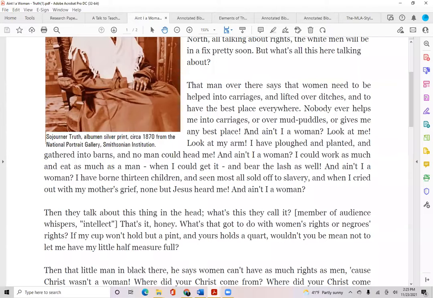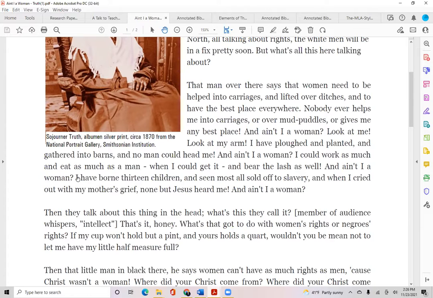She goes, "And ain't I a woman?" If nobody's ever done that, "And ain't I a woman? Look at me, look at my arm. I have plowed and planted, and gathered into barns, and no man could head me." So she's like, "Ain't I a woman?" I could do as much as a man. I could work as much and eat as much as a man, when I could get it, and bear the lash as well, right? So I can work as hard, eat as hard, and take a lot of punishment. And ain't I a woman, right?